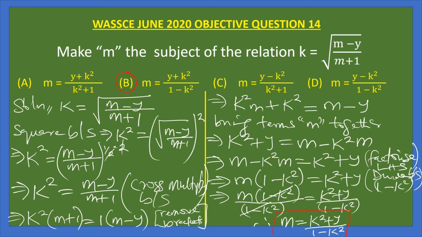Then also take note that this expression is still the same thing as Y plus K squared over 1 minus K squared, which is what we have here in the options. So both of them are positive. Both the K squared and the Y, they are both what? Positive, so they can be placed in any direction, in any position. So the B is the answer.